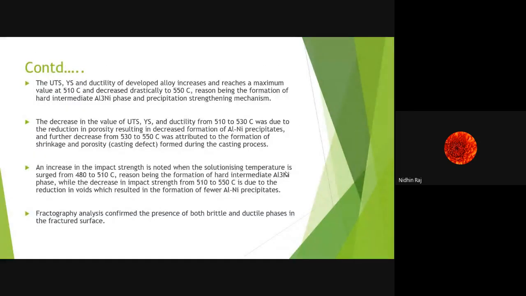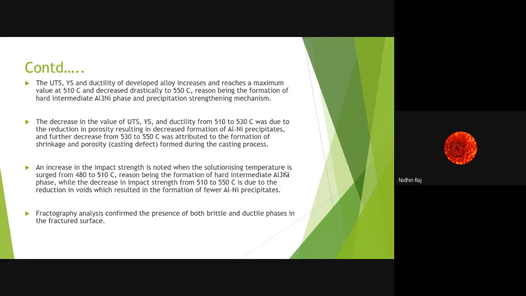Now, adding to these points, the ultimate tensile strength, the yield strength, and the ductility: these three values of the developed alloys increased and reached a maximum value at 510 degrees Celsius, and then afterwards decreased drastically to around 550 degrees Celsius. The reason for this increase and decrease was attributed to the formation of the hard intermediate Al3Ni phase and the precipitation strengthening mechanism.